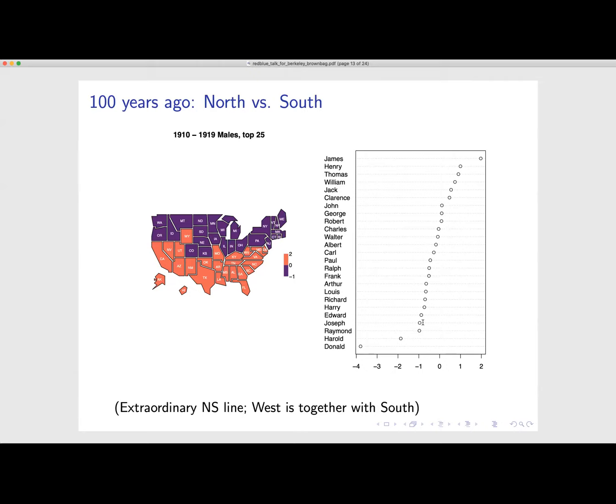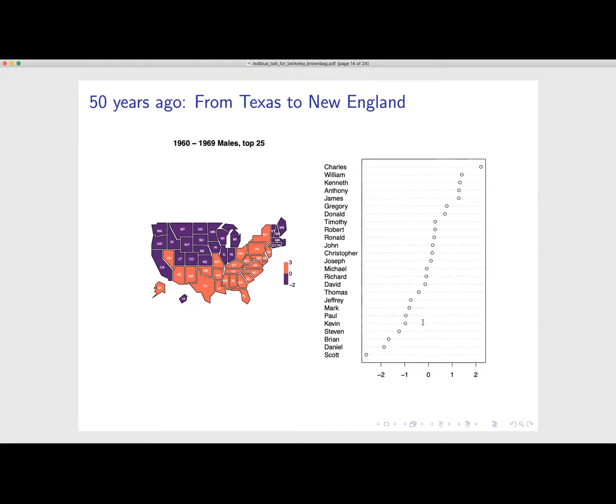And then 50 years ago, it's a different pattern. Again, the names are different, but it's not a north-south pattern anymore. It's not an east coast, west coast pattern. It's a different pattern. It's the electoral pattern. I'll give you a little heads up. It is the electoral pattern.